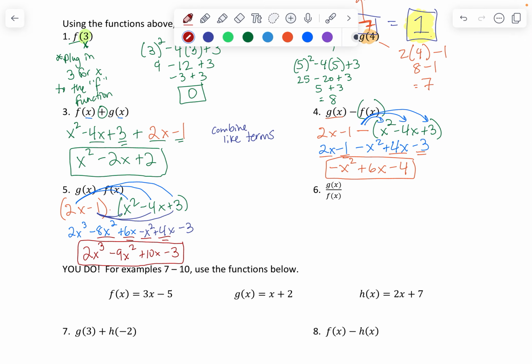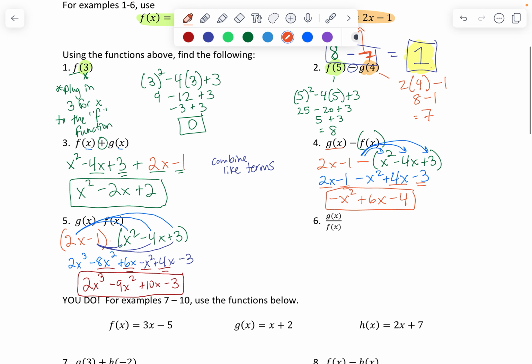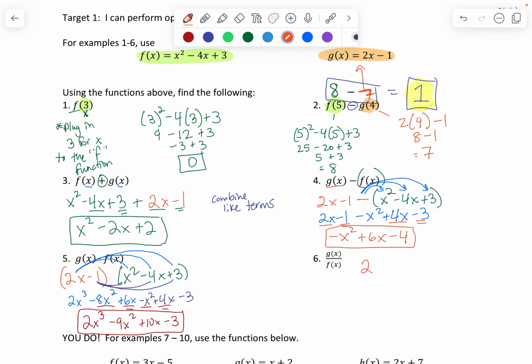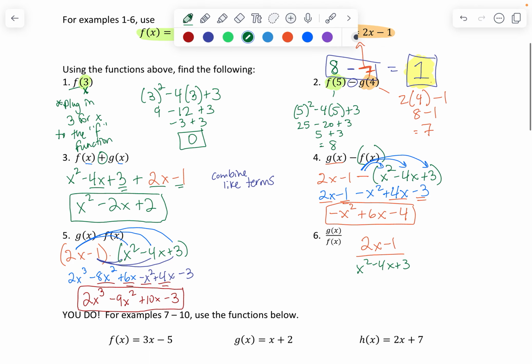Okay, last one's an easier one, actually. So you've done add, subtract, multiply. So last one's divide. Okay, so take the g function, which is 2x minus 1. It says divide by the f function, which is x squared minus 4x plus 3.